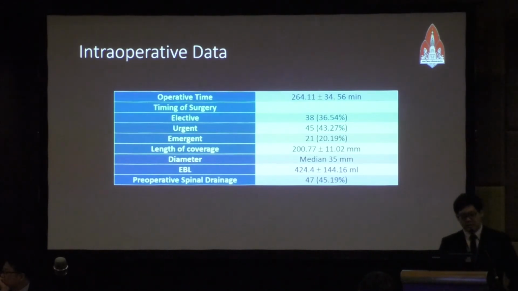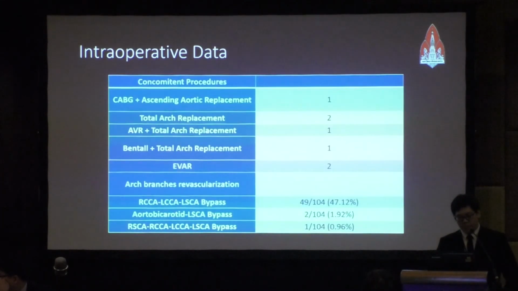And the timing of surgery is mainly urgent surgery, about 43%. The length of coverage is about 200 millimeters. The diameter is about 35 in the median, and estimated blood loss about 420. It's quite high because there may be some concomitant surgery that we'll talk about later. There's also preoperative spinal drainage, about 45%.